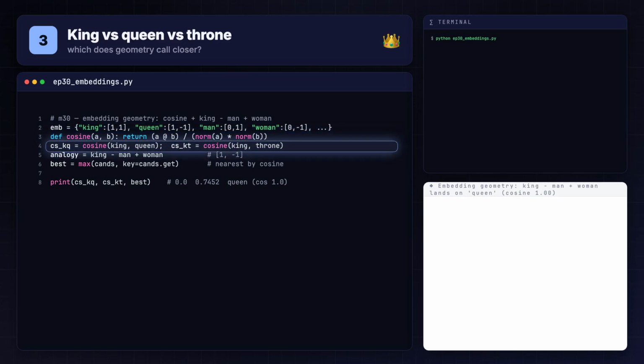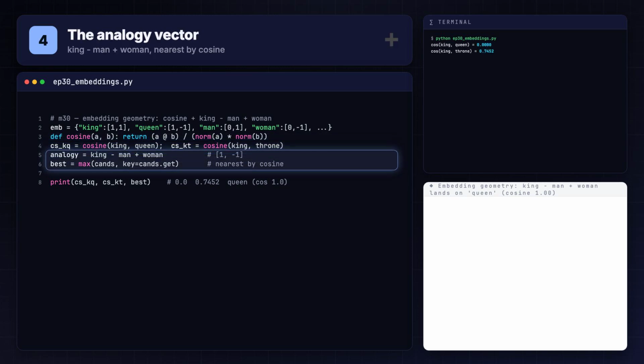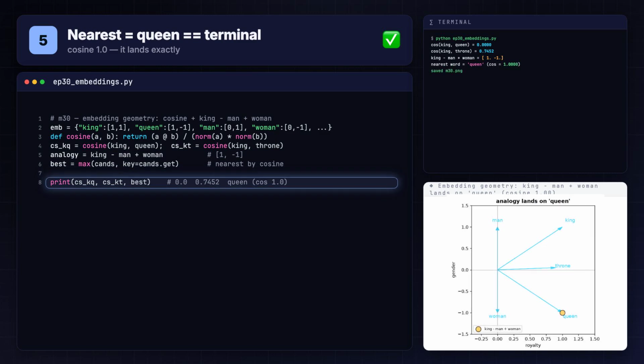We compare king to queen and king to throne to see which the geometry calls more alike. Then we compute the analogy vector, king minus man plus woman, and search the remaining words for the nearest by cosine. The nearest word is queen with cosine 1. The analogy lands exactly, just as the geometry promised.